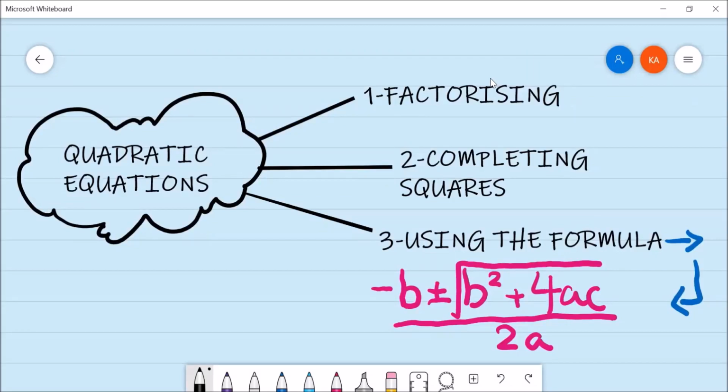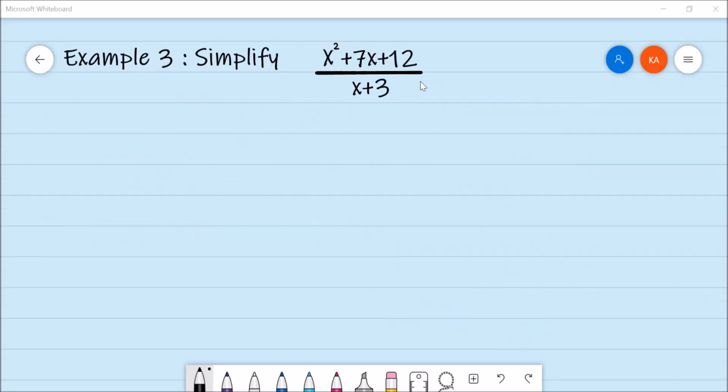2a. In order to solve any quadratic equation, you have to try factorizing first. If it doesn't work, you have to try the second method, which is completing the square. And if that doesn't work, you have to go to the third method, which is using the formula. Now, let's try to simplify our example: (x^2 + 7x + 12) over (x + 3).